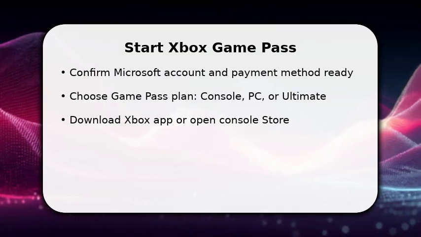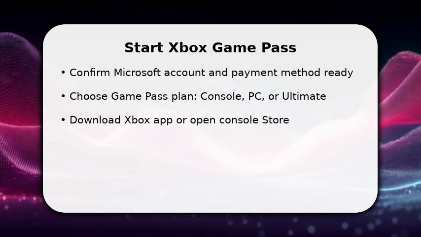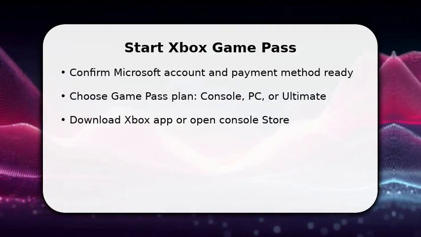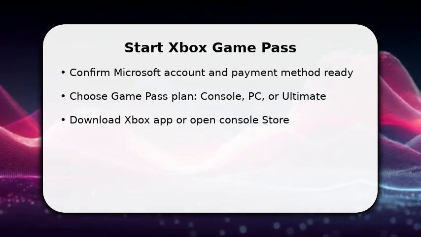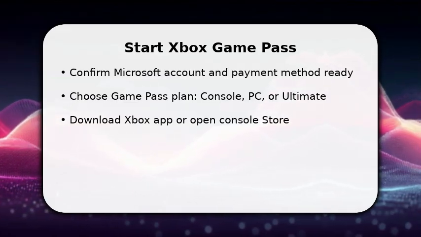You begin by signing into your Microsoft account. That's essential because your subscription ties to that identity. Once signed in, make sure a valid payment method is added, and then pick the right plan, console, PC, or Ultimate, based on where you play. After selecting a plan, redeem any code or start the trial immediately.